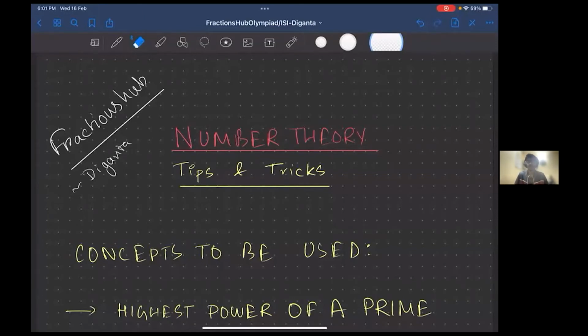Today, we'll be doing some number theory. I'll be discussing some tips and tricks that you can use in the exam hall to do some problems differently and quickly. So the concept that we are going to learn here is the highest power of a prime. So let us proceed with the question.